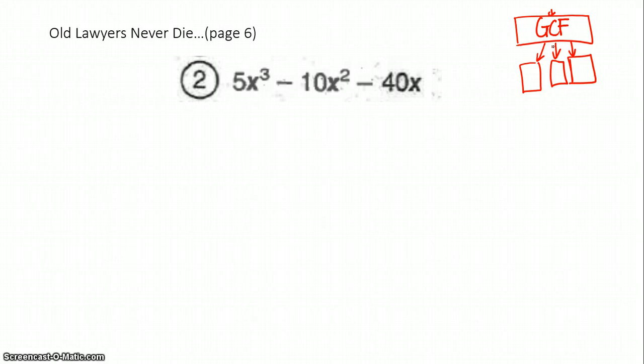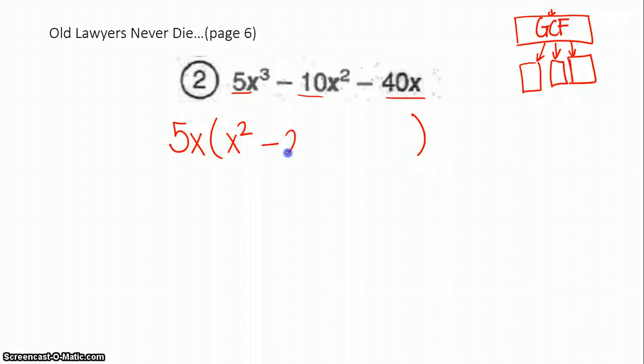In this case, we won't be able to factor very well without doing GCF first. So if I look at all three terms, what do they all have in common? Well, I know 5, 10, and 40 can be divided by 5 as the largest number that divides all of them. And then also we can take an x out of all three terms. So if we take 5x as our GCF, we're left with x squared minus 2x minus 8.